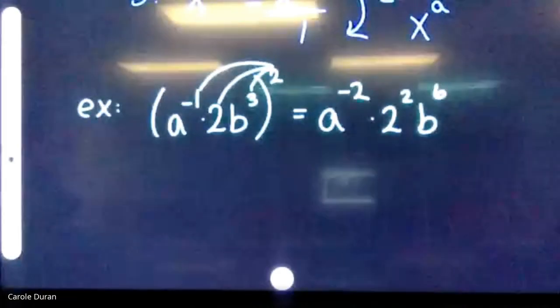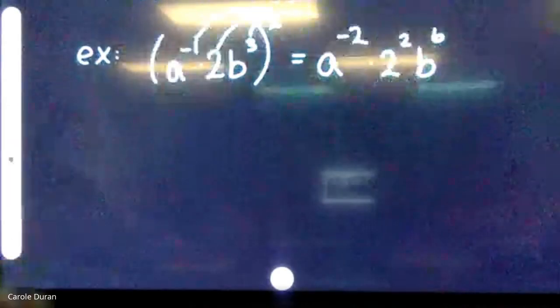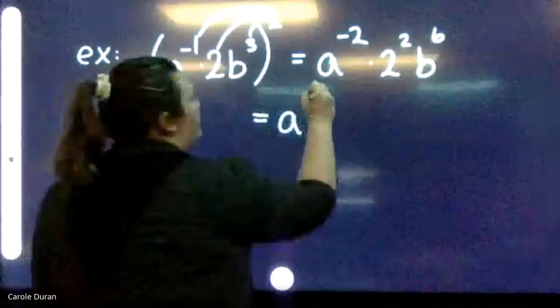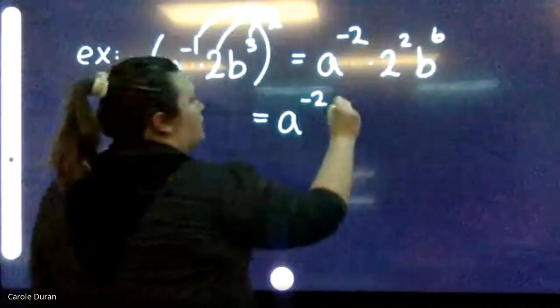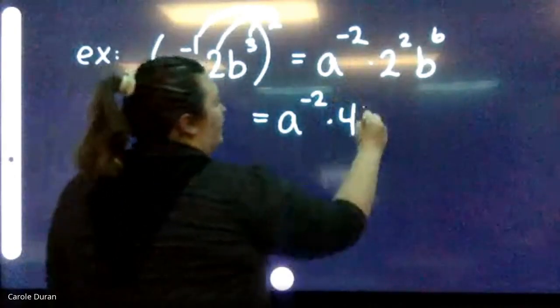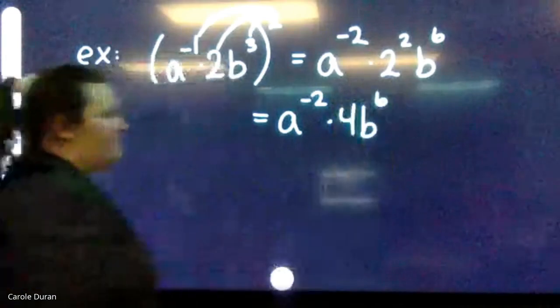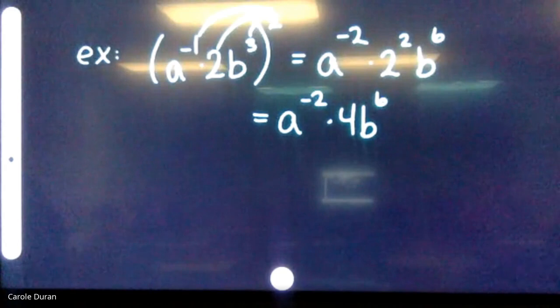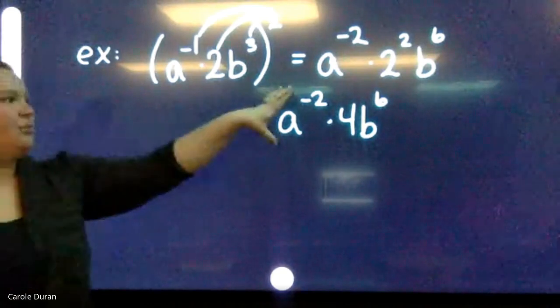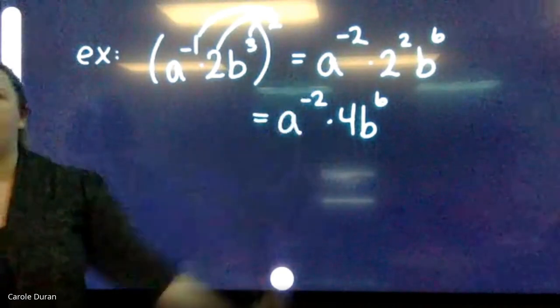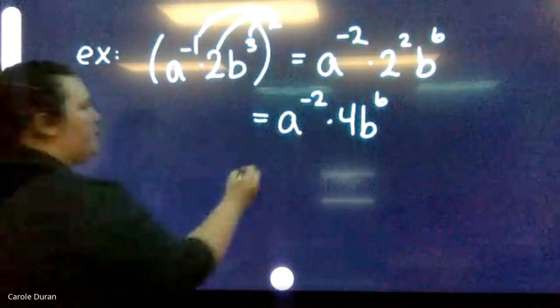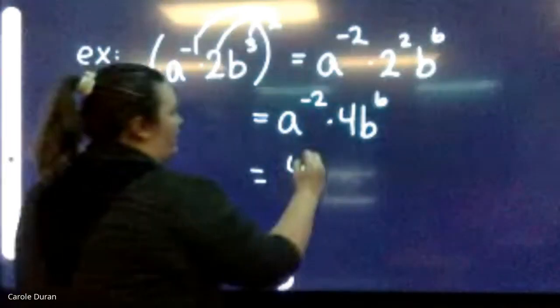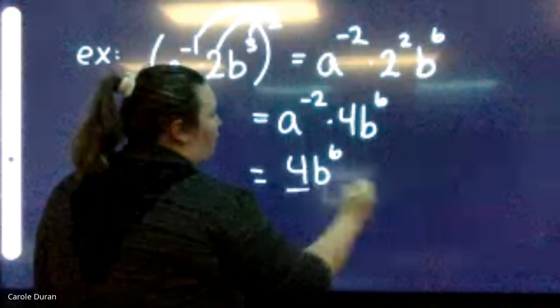So then from here, I would just go ahead and simplify it a little bit more. So this becomes a to the negative 2 times 2 squared, which is 4. And then I have b to the 6. There's nothing else I can simplify. So my last move is actually to change that negative 2's position so it becomes a positive 2 in the exponent. Because it's in the numerator, it has to move to the opposite side of the fraction, which is going to be the denominator. So this becomes 4b to the 6 over a to the positive 2.